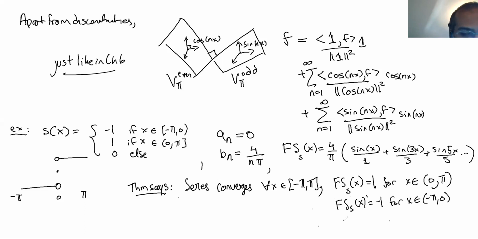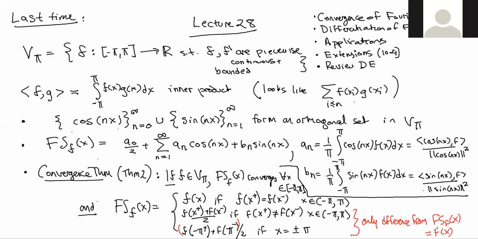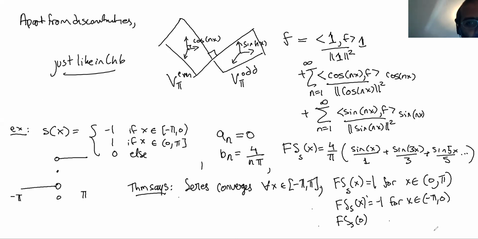So let's see, what should it be at 0? Anybody know what it should be at 0 according to the theorem? Should be 0, correct? If you take the left and right limits of this function at 0, the average is 0. So it should be 0.